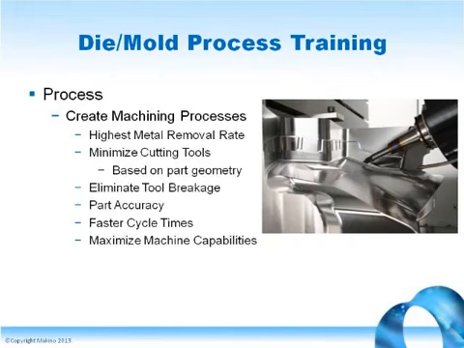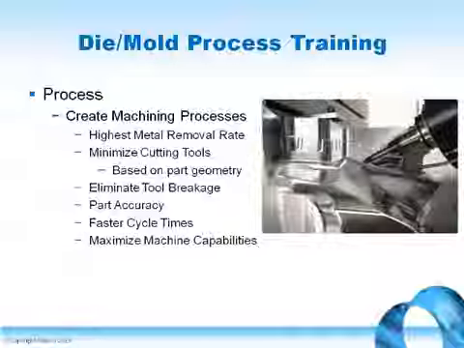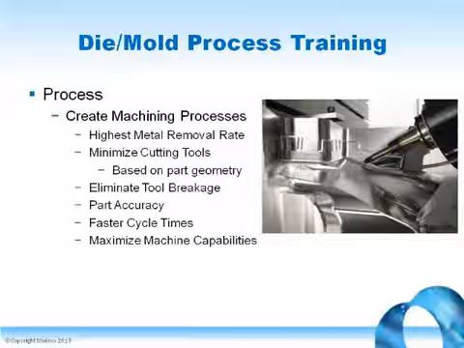Process. We will learn how to create machining processes that will allow us to gain the highest metal removal rate based on part geometry, minimize cutting tools, also based on part geometry, eliminate tool breakage due to the fact that we will not be banging into corners and cutting excessive stock. We will be able to achieve the desired part accuracy. We will also produce faster cycle times and maximize machine capabilities.